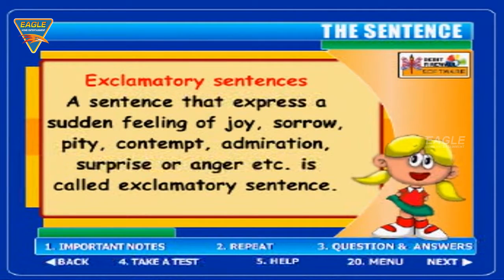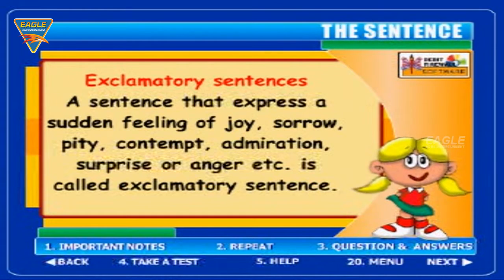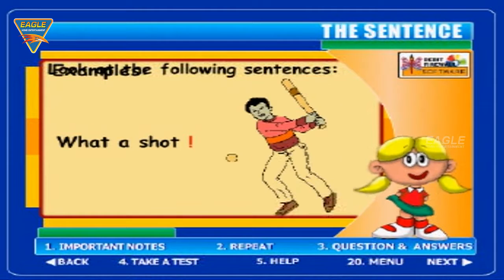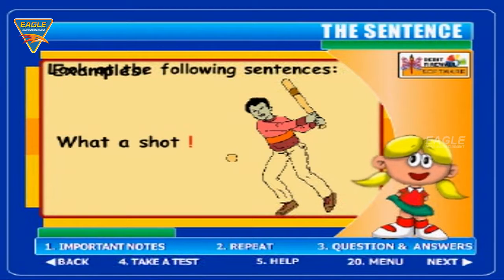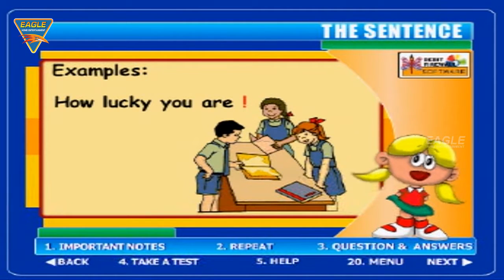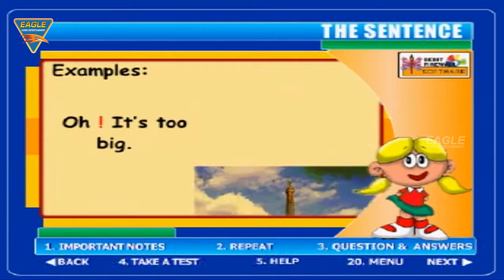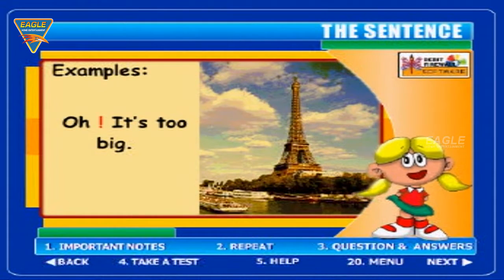Exclamatory sentences: sentences that express a sudden feeling of joy, sorrow, pity, contempt, admiration, surprise, or anger, etc., are called exclamatory sentences. Look at the following sentences. Examples: What a shot! How lucky you are! What a beauty! Oh, it's too big!